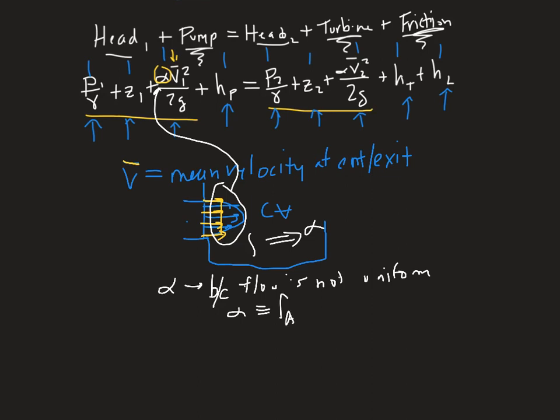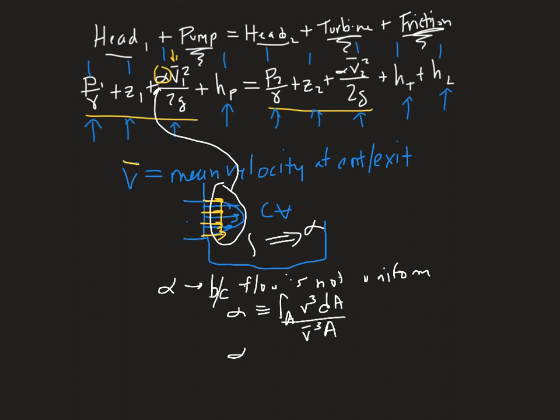So alpha is defined, the triple equals means it's defined, as the integral over that area of the velocity cubed dA, divided by the average velocity cubed. Basically we don't ever want to have to do that to figure out what that is.